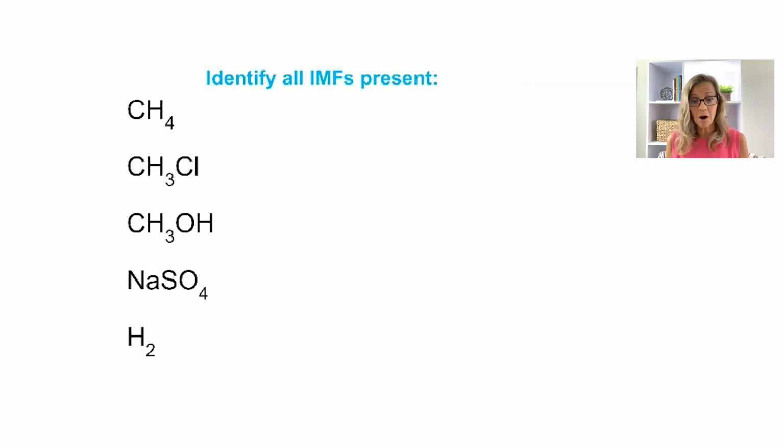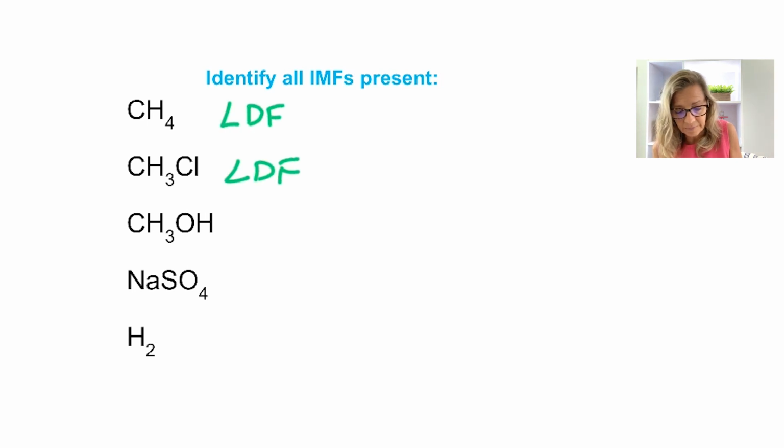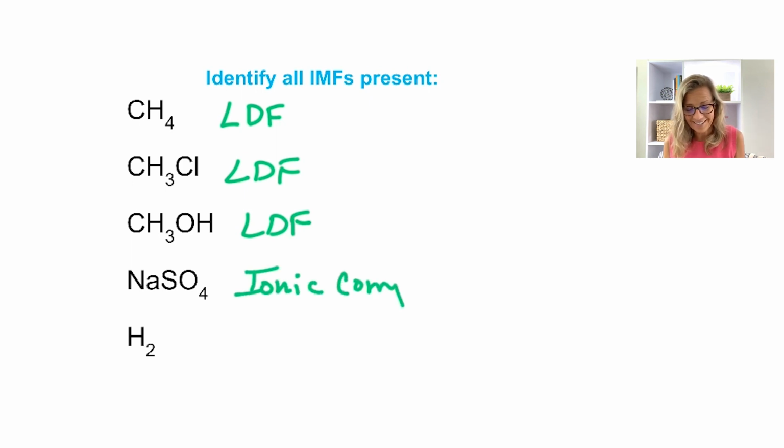Let's identify all of the IMFs present. Now, this takes a little practice, so let's just get started. First of all, every molecule or atom does have London dispersion forces. So I'm going to go ahead and write that down. I've got London dispersion, London dispersion, London dispersion. Wait a minute, what is this next one? Sodium sulfate, what is that? This is an ionic compound. How did that get in there? Okay, I just wanted to make sure that you're aware of ionic compounds. And so that is a totally different structure.